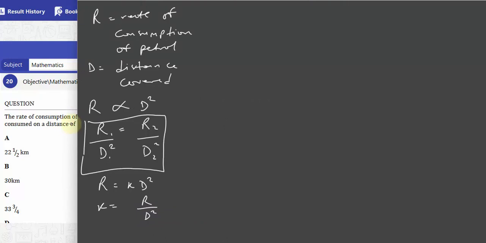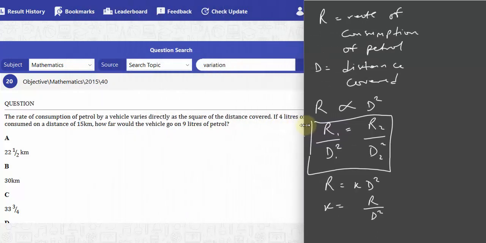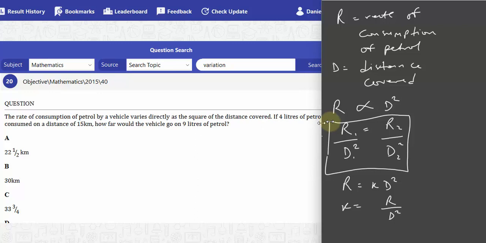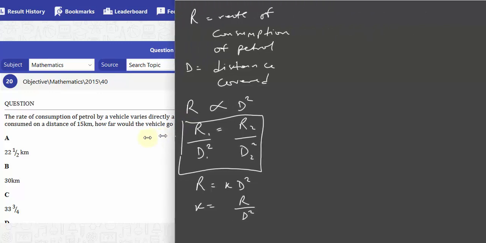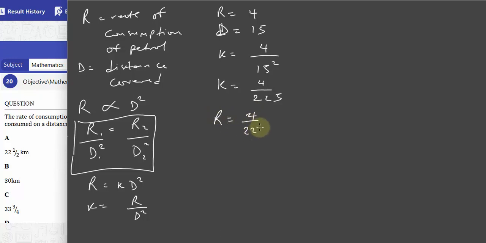So we're told that 4 liters of petrol will be consumed on a distance of 15 kilometers. So what this means is R is 4 when the distance is 15 kilometers. So we substitute the value of R as 4 and D as 15 squared. So K therefore is 4 over 225. So if you plug this K back into the formula, you're going to get R equals 4 over 225 d squared.